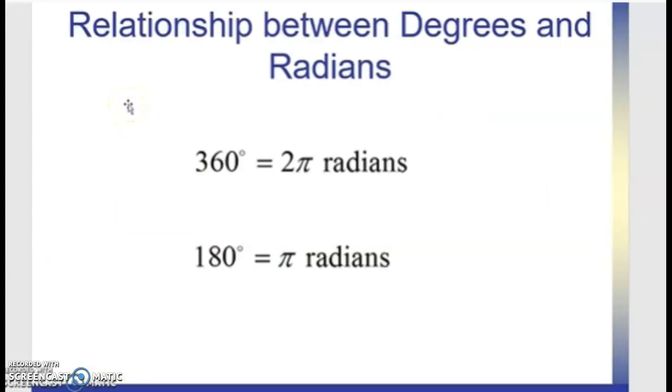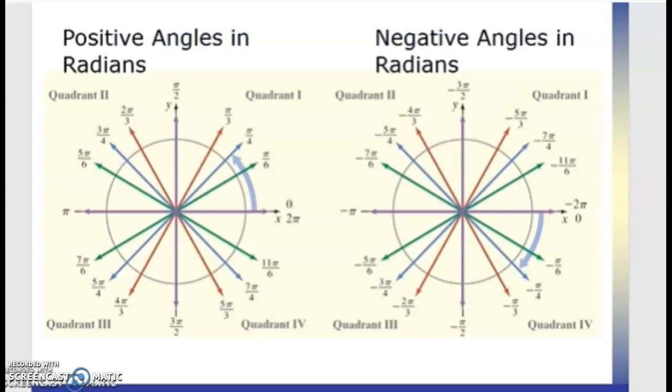So, understanding the relationship between degree measures and radian measures. 360 degrees, a full circle, in radian is 2 pi radian. A half a circle, 180 degrees, in radian measures would be pi. All of our common angles, again, which you should learn, have measures in degrees, which has been shared with you, and also in radian. You should also learn the measures of common angles in radian, and they are provided here for you.